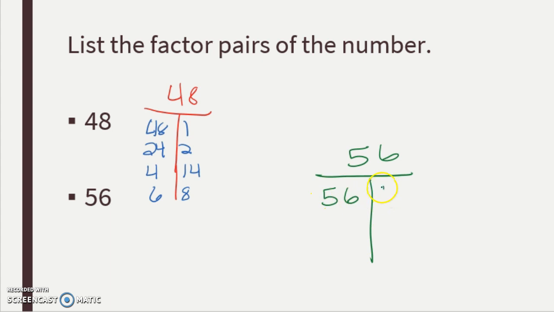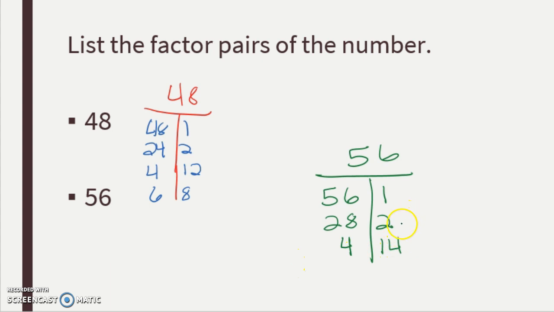If we are looking at 56, first we're going to have 56 and 1. Then we're going to have 28 and 2. 3 can't go in, 4 can go in. So we're going to have 4 and... Oh, actually, sorry about that. Let me go back to this one. This is not 4 and 14. This would be 4 and 12. This one is 4 and 14. I got those mixed up.